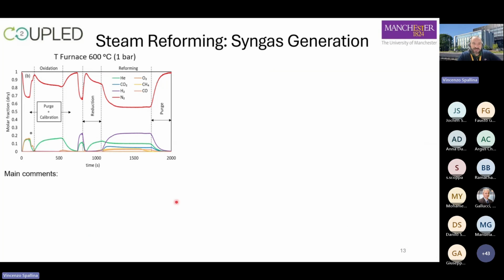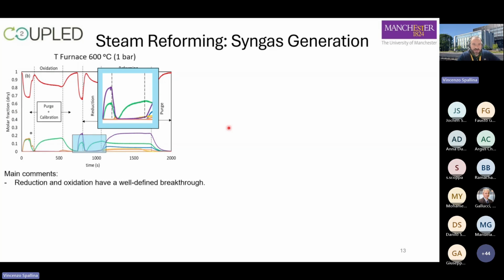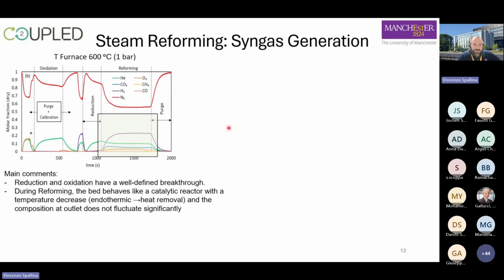So what you see here is a complete cycle of oxidation, reduction, and reforming. What is quite interesting to notice is that for the reduction and oxidation, we can see a very well-defined breakthrough. That's the case of the oxidation, and that's the case of the reduction. In the case of reforming, the bed behaves as a catalytic reactor. So the temperature decreases and heat is removed from the bed, but at the same time, we form hydrogen and CO as a syngas.